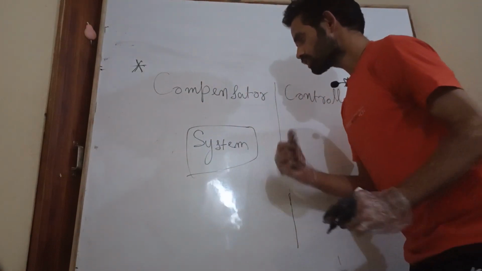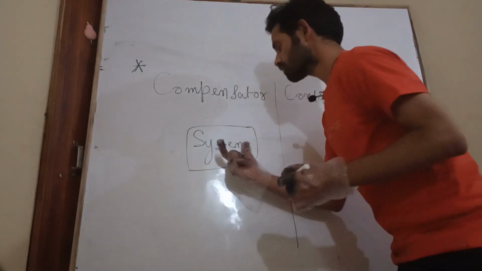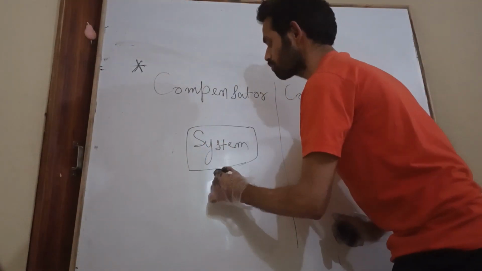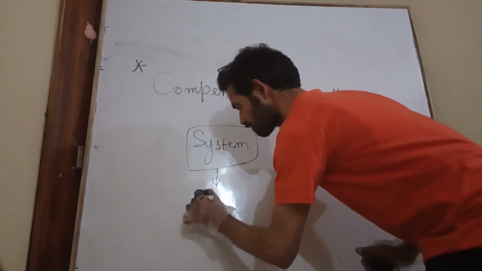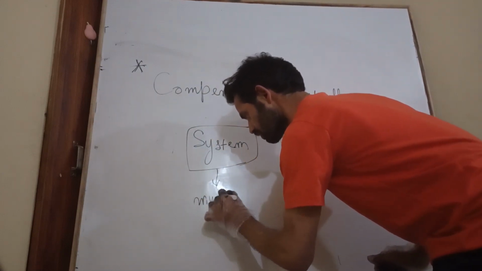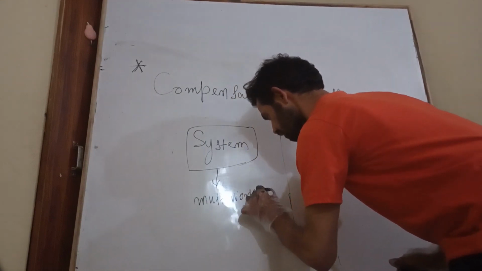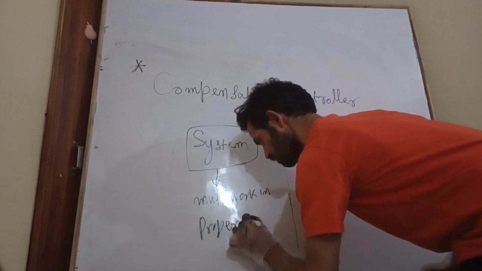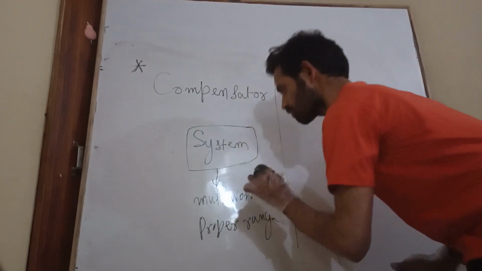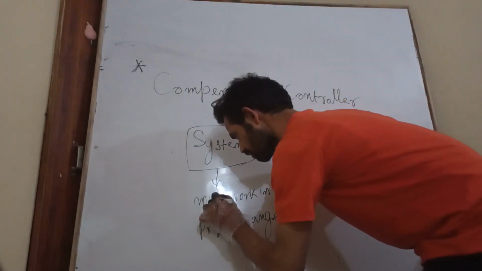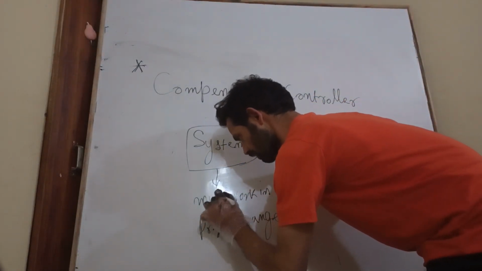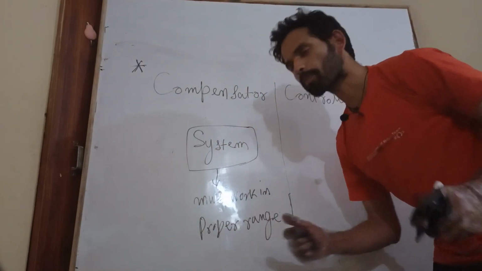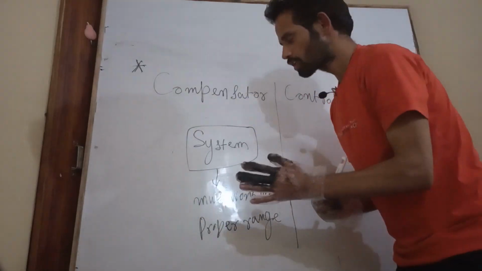If I want this system to work in the proper range, first of all this system must work in the proper range. This is a must. For working in the proper range, what do we need?